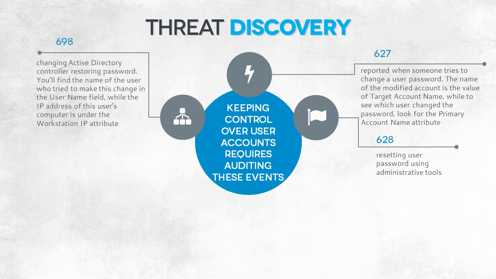Event 698 relates to restoring an Active Directory controller password. The password is submitted during an installation of Active Directory in the DC Promo tool. This is an account that enables local access to a server. We know already that any person who has local access to a server is de facto that server's administrator.